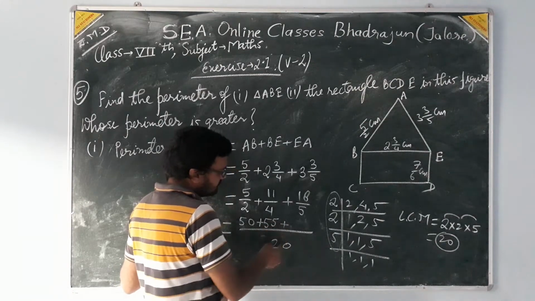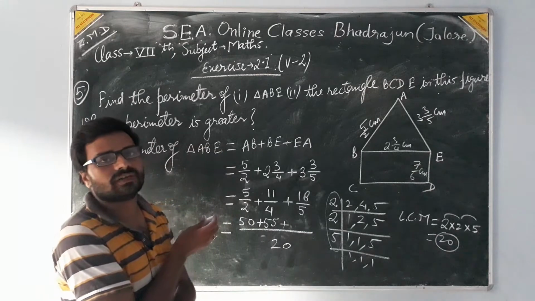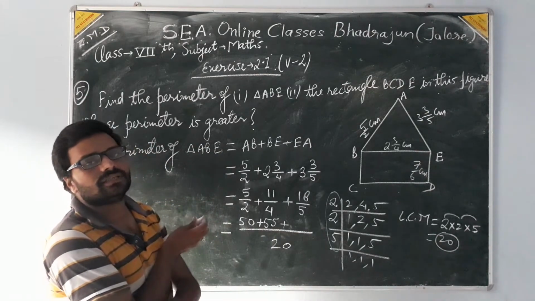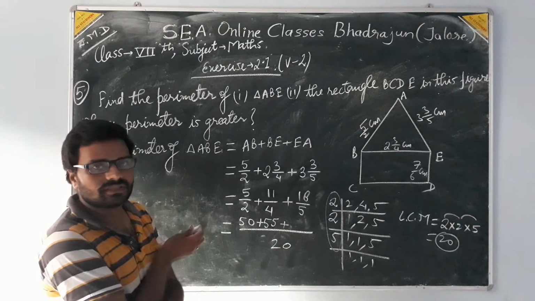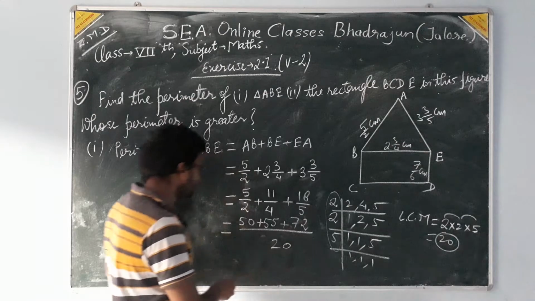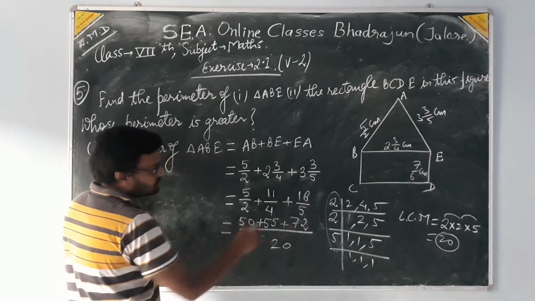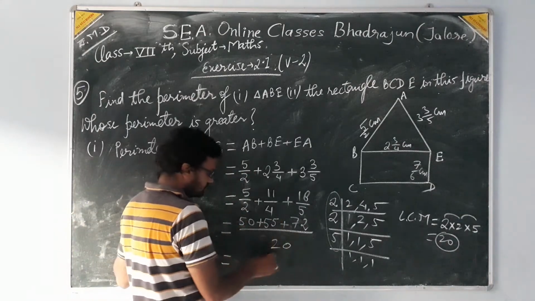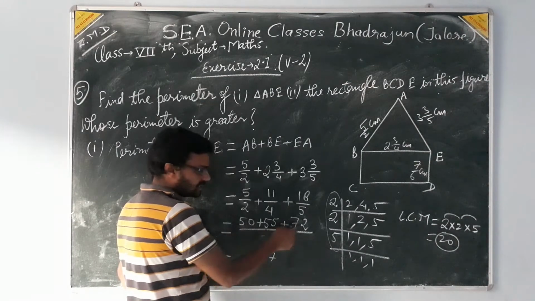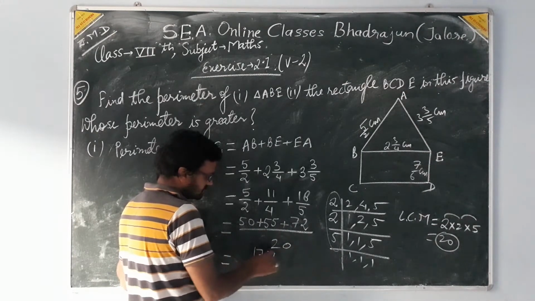When we divide 20 by 5, we get 4, since 5 4s are 20, and 4 multiplied with 18 is 72, since 18 4s are 72. Now when we add these three, we get 5 plus 2 is 7, and 7 plus 5 plus 5 is 10.